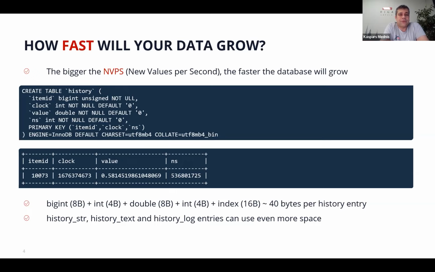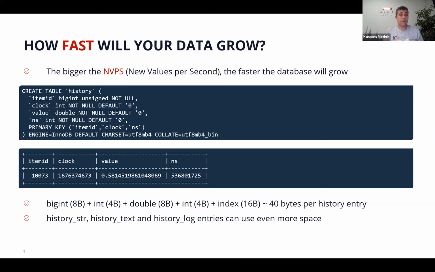You can see that for every collected value, you are storing the item ID, clock, the value, and also nanoseconds, which in this example, if we are talking about MySQL, may take up to 40 bytes. It depends on the DB engine; other DB engines like Postgres and Oracle may use different field sizes. But here you can see around 40 bytes per single value. If you multiply this by new values per second, the size can grow impressively. Having history in hundreds of gigabytes or even terabytes is something which happens pretty often to our customers. So yes, you need cleanup.